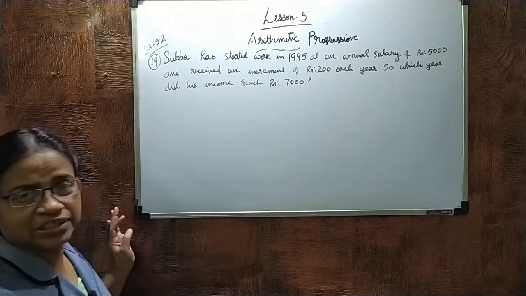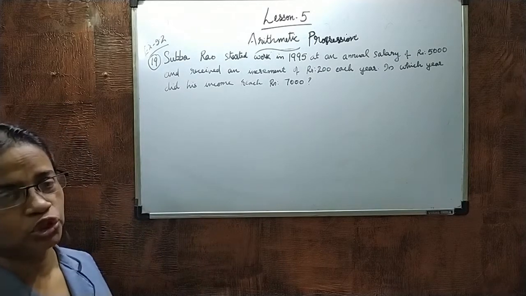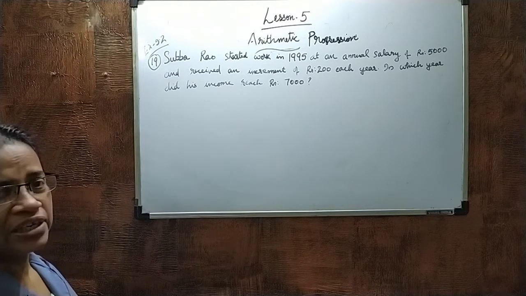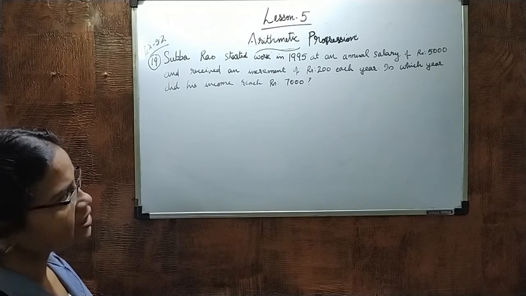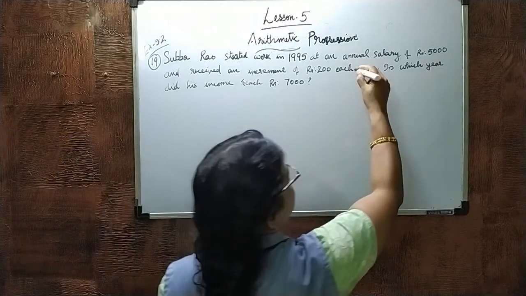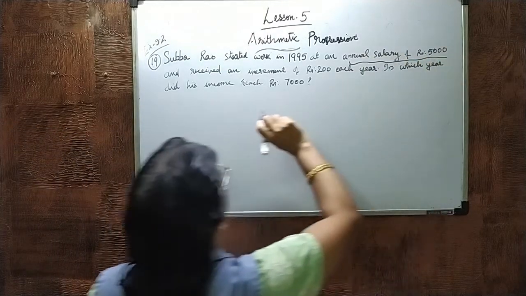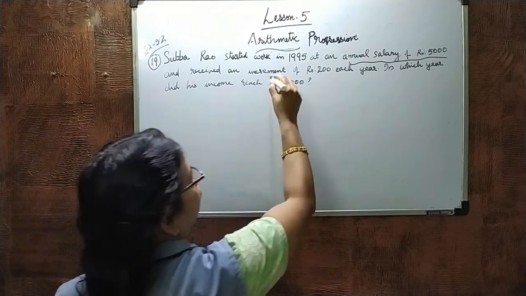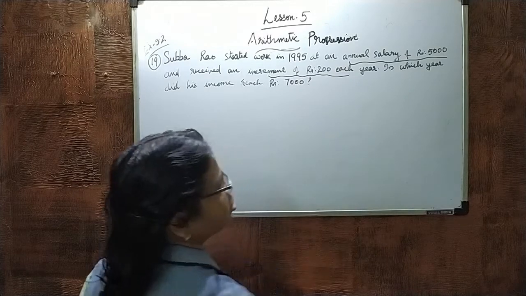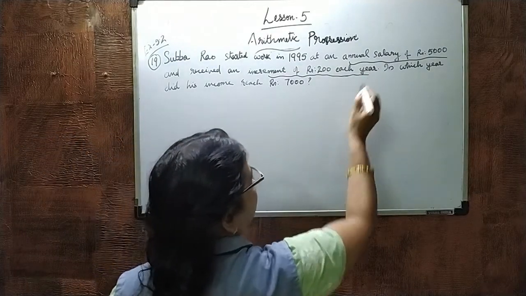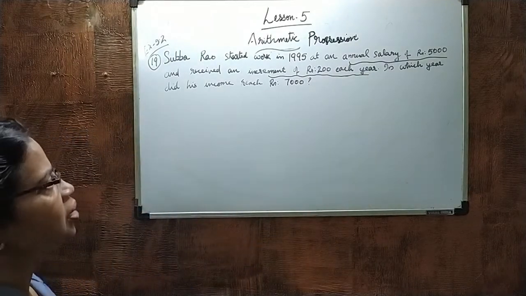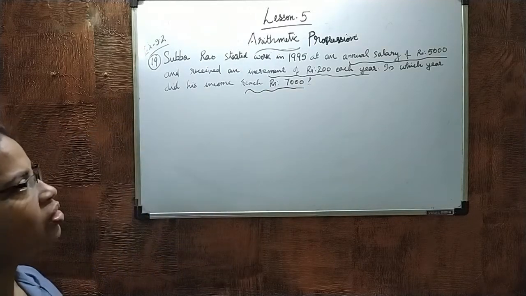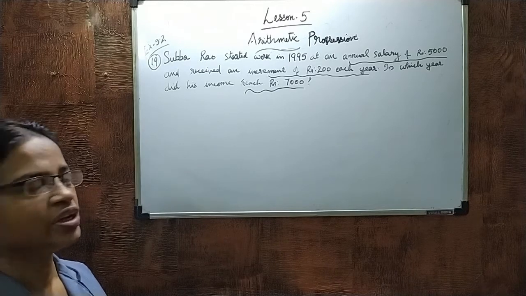This is question number 19 from exercise number 5.2. Just read the question. Subbarao started work in 1995 at an annual salary of rupees 5,000 and received an increment of rupees 200 each year. Okay, then in which year did his income reach rupees 7,000? So what are the things given? What are the things we have to find out?